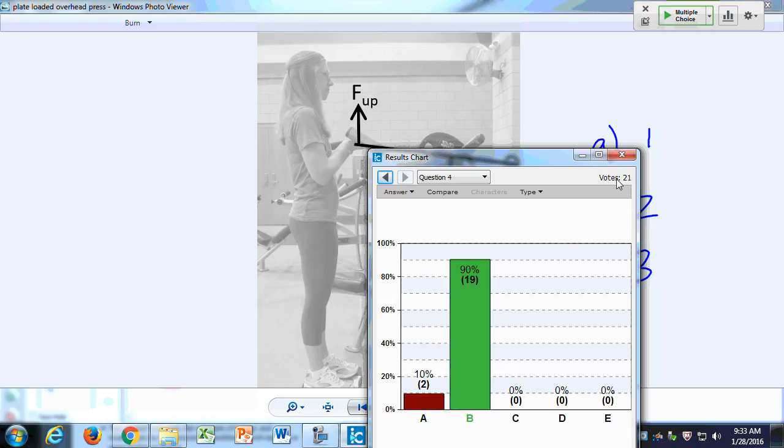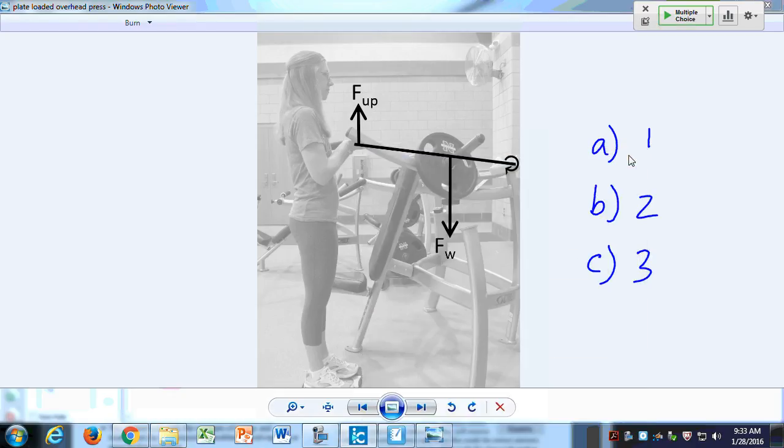Okay, awesome. B is the right answer. It is a class 2 because I have my fulcrum right here, I have my load right here, and then I have my effort here. That's a class 2 by definition.